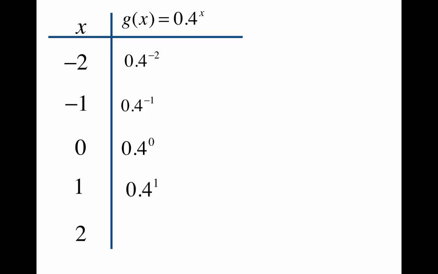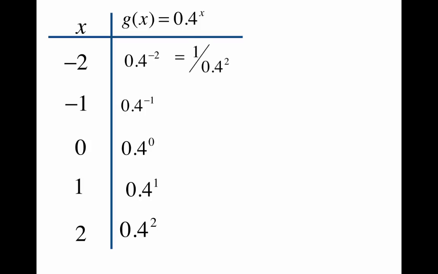Okay, let's do the same thing with g of x. So we're going to go -2, -1, 0, 1, and 2. This time we've got 0.4 to the x power. So we've got to do 0.4 to the -2, 0.4 to the -1, 0.4 to the 0, 0.4 to the first, and 0.4 to the second. And how you do this is kind of up to you. You could use a calculator, you could change it to a fraction. It's kind of your choice.